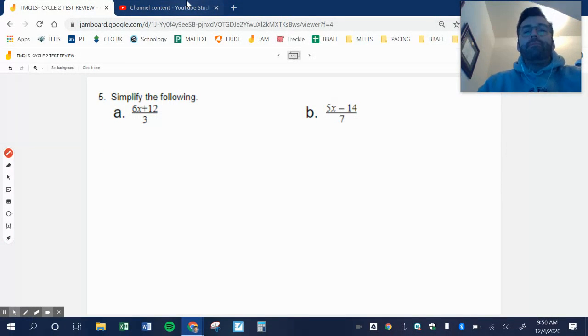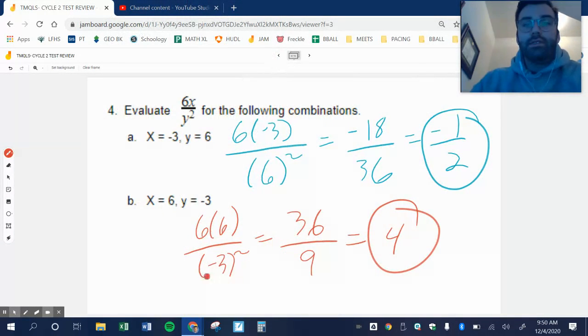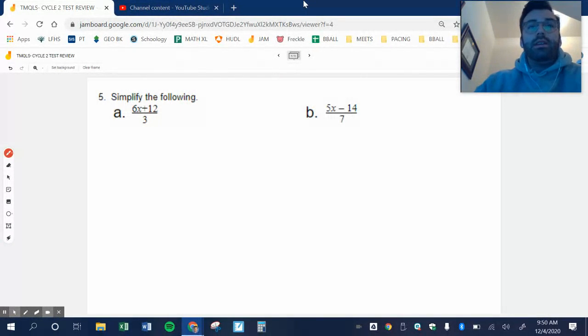Make sure when you're inputting this in your calculator, I can't emphasize this enough, that you're using parentheses for the -3 squared, unless you know that it is 9. Don't worry about it. Excuse me, 1 second.